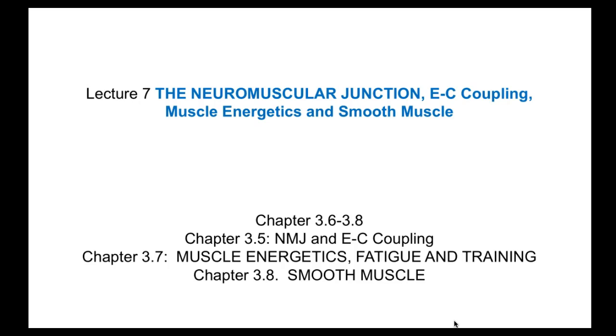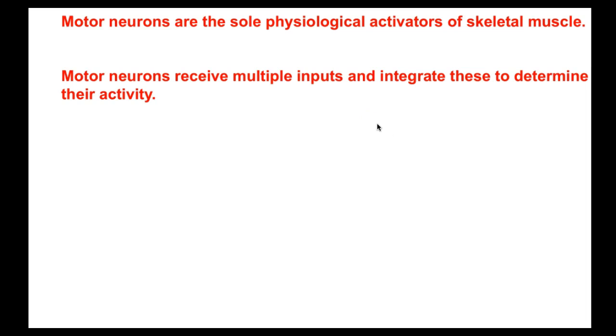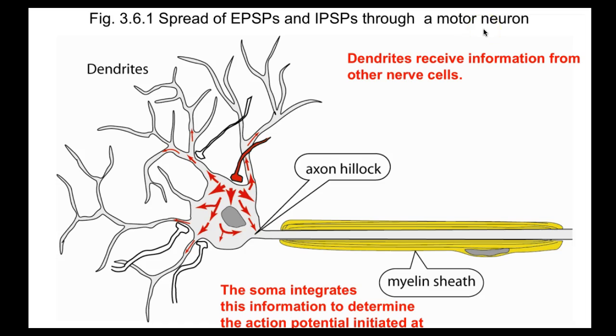Next Tuesday's lecture will be on the neuromuscular junction and excitation-contraction coupling and smooth muscle. All right, so the motor neurons innervate the skeletal muscle. It makes the skeletal muscle move.